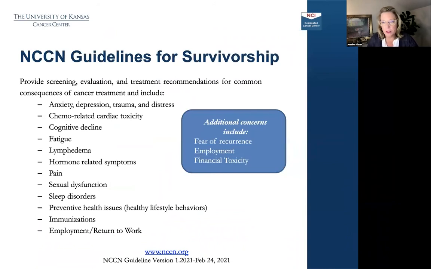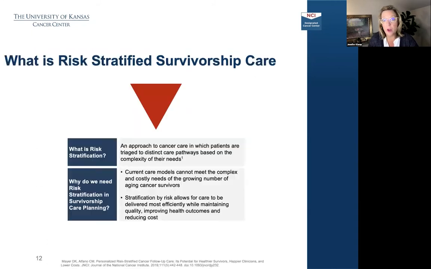NCCN continues to update their survivorship guidelines. These are key facets of survivorship care. This is a whole lot of stuff to deal with in a 20-minute, 30-minute visit. So it really needs to be embedded within the process. Patients need to be empowered about what to look for and what to share with us, maybe through patient-reported outcomes. And then what about things that aren't in these guidelines, but are still issues, such as fear of recurrence, employment and financial toxicity, which really are two of the greatest concerns for many of our patients. And that really came to light during COVID.